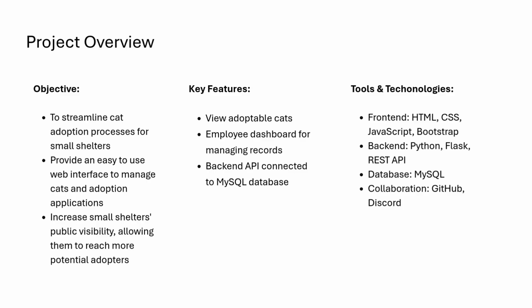Our project is called Catalog, and our goal is to streamline cat adoption processes. We wanted to create a simple and easy to use web interface where staff can manage cats and adoption applications, and also for future adopters to view available cats. The key features we included are the ability to browse adoptable cats, an employee dashboard to manage records, and a backend API that connects directly to our MySQL database.